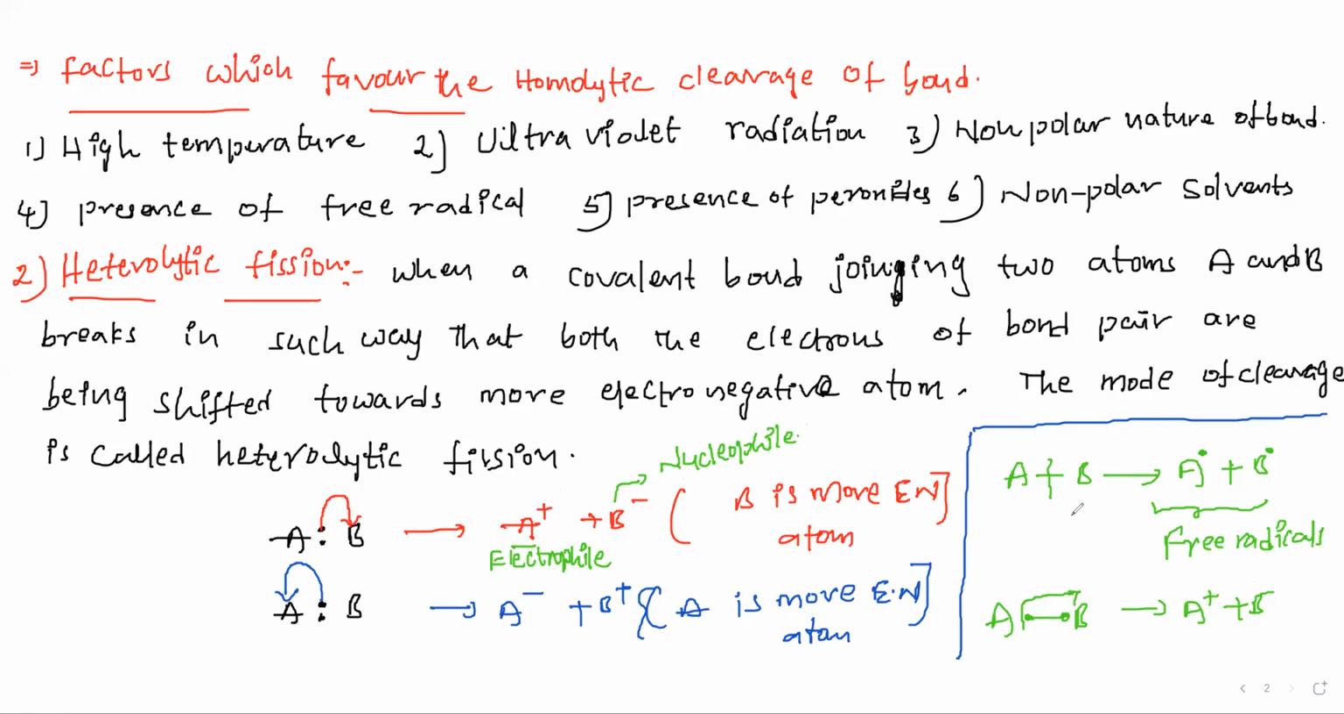I think everyone understood the formation of free radicals and the formation of electrophile and nucleophile. If homolytic fission takes place between the two atoms, it is possible to form free radicals. If heterolytic fission takes place between the two atoms, it can form an electrophile and a nucleophile.